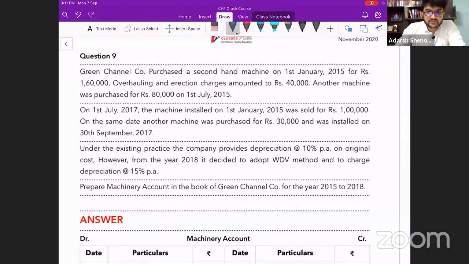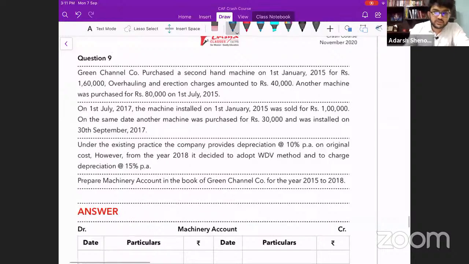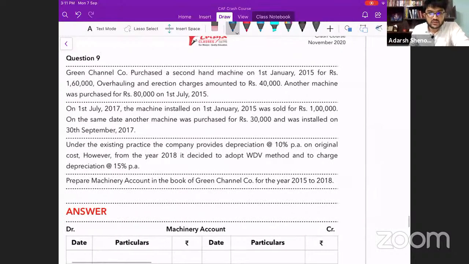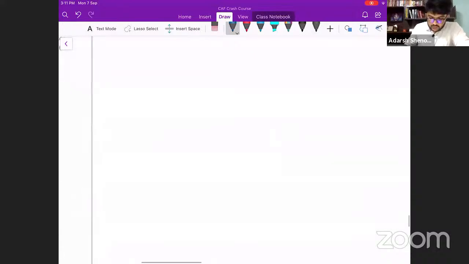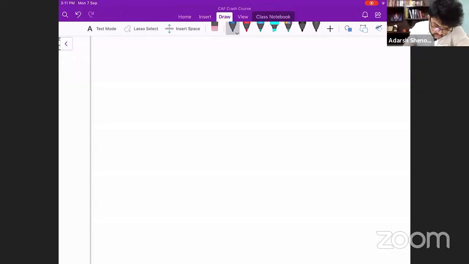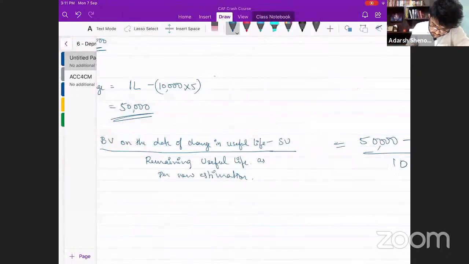Yes. Now, change in method of depreciation. This could be a possible 10 marks problem, okay? Change in method of depreciation.